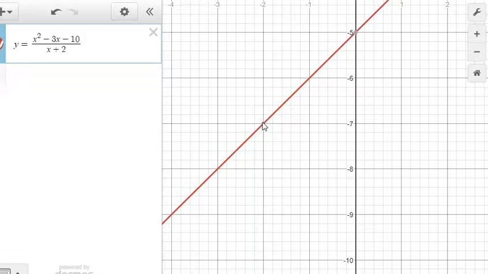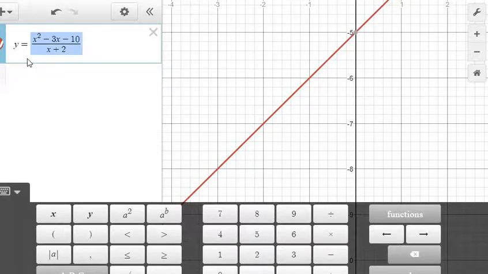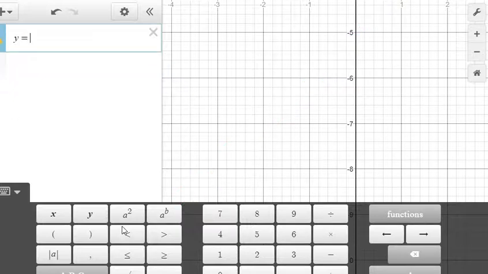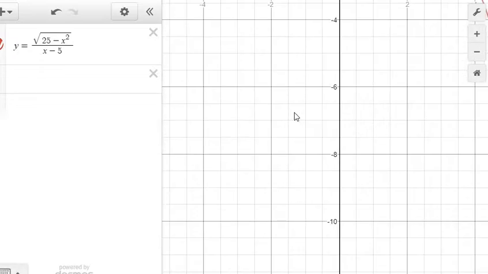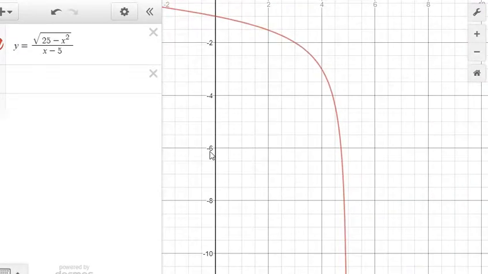Let's try problem number 14. And let's graph it first, see if we can come up with a prediction. So it's the limit of the square root of 25 minus x squared, divided by x minus 5. Now what we want to see here is, what happens to this function as you get close to 5? So you get close to x equals 5.